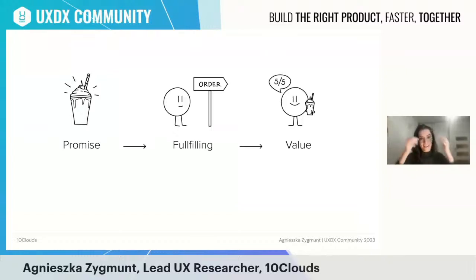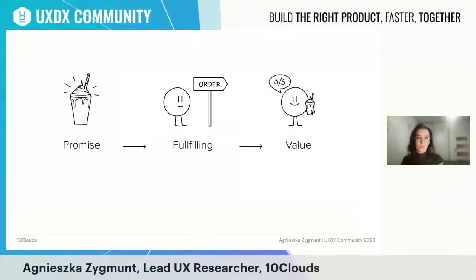For example, today, the promise for this whole event was probably that you will learn something new. So this is the promise. Then we have the fulfilling. It's all about the preparation. It's about choosing the people who will be speaking today. It's about, for example, my preparation of the presentation for you. And at the end, I hope that you will receive the value of learning something new.